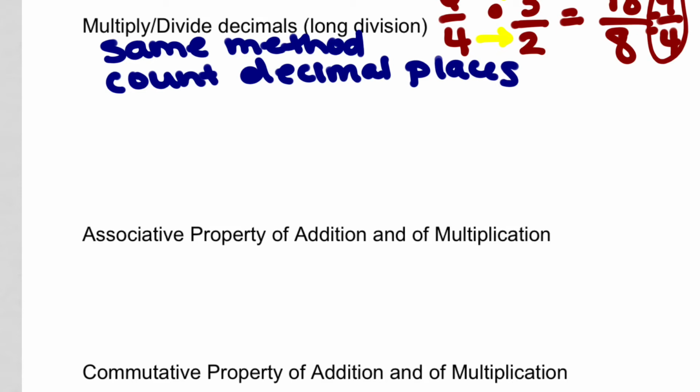So let's say I had 0.2 times 0.4. Well, what is 2 times 4? That's simply 8. Okay, but let's see, how many decimal places do I have? I have one here, and I have one here. So that means I need this to have 2 decimal places.